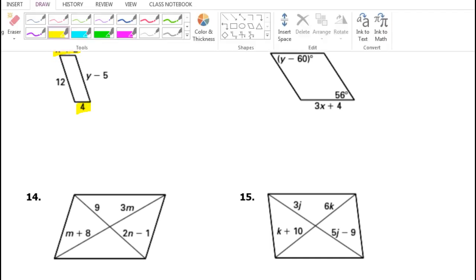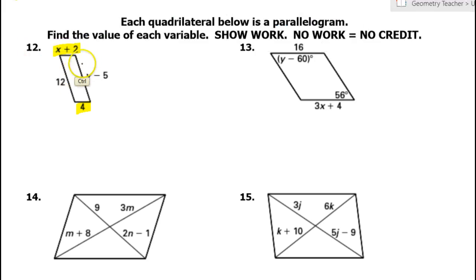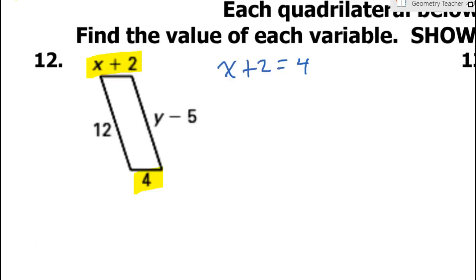So that means these two expressions should be equal to each other. So x plus 2 should equal 4. Subtracting 2 from both sides, that gives me x is equal to 2. So that's one of the variables I was supposed to find.